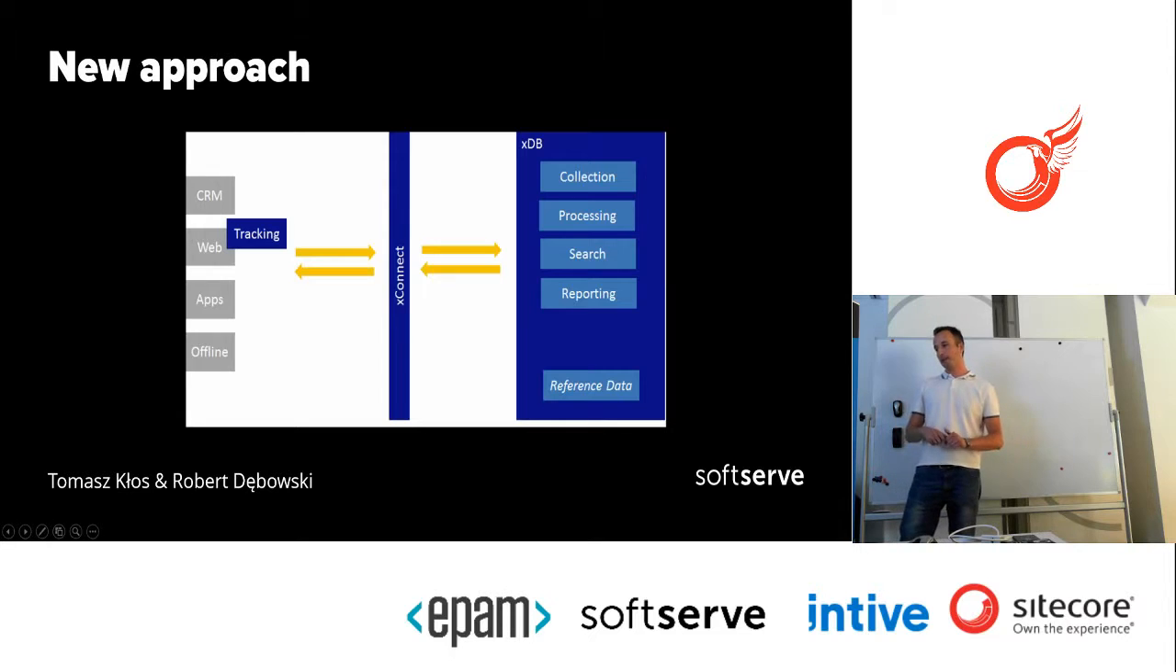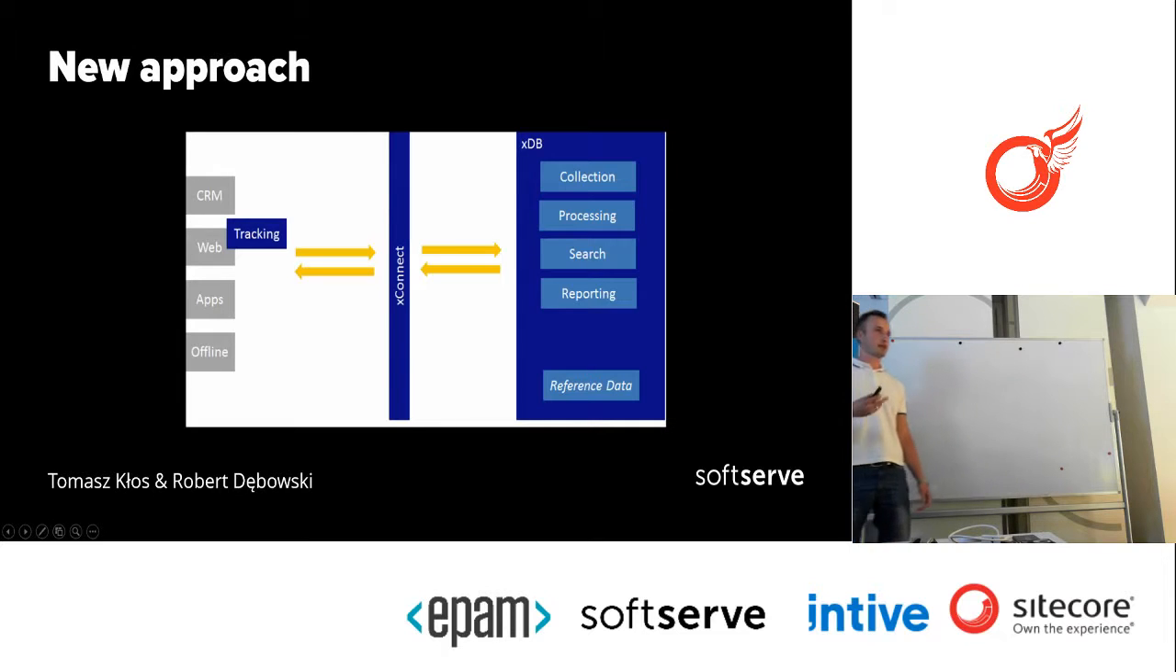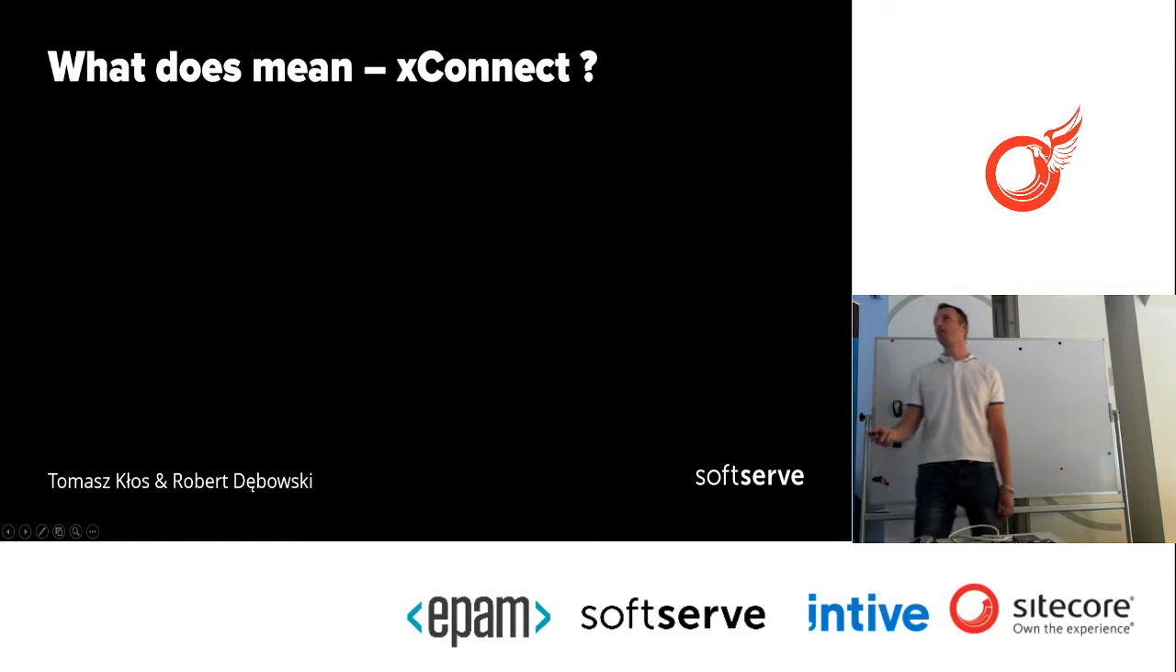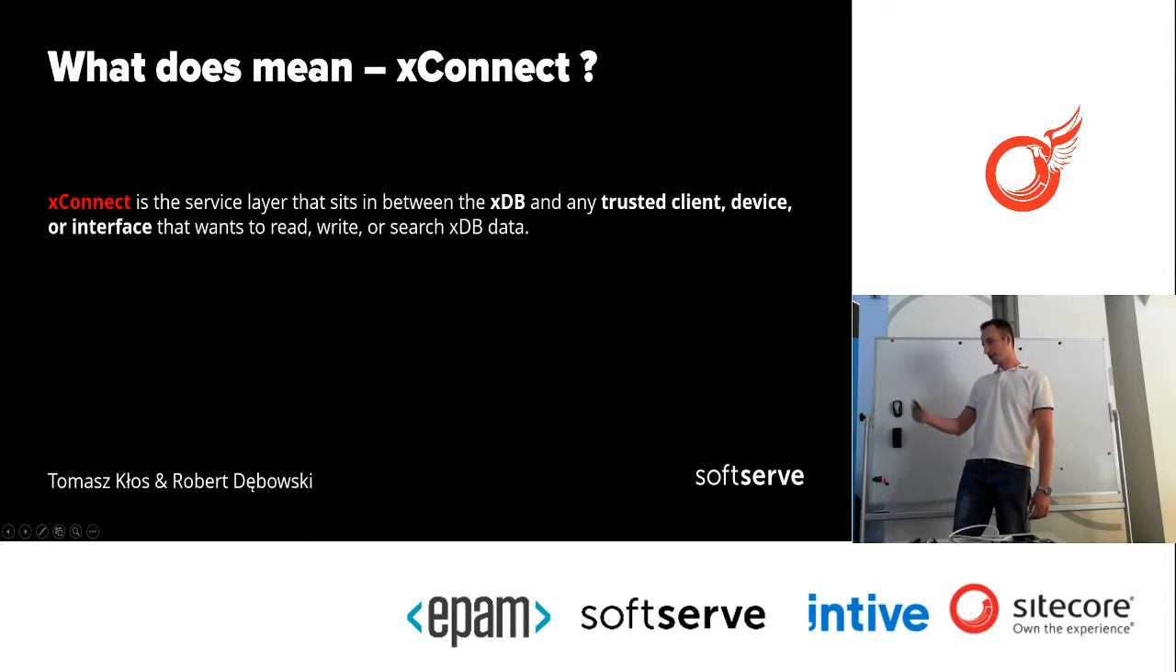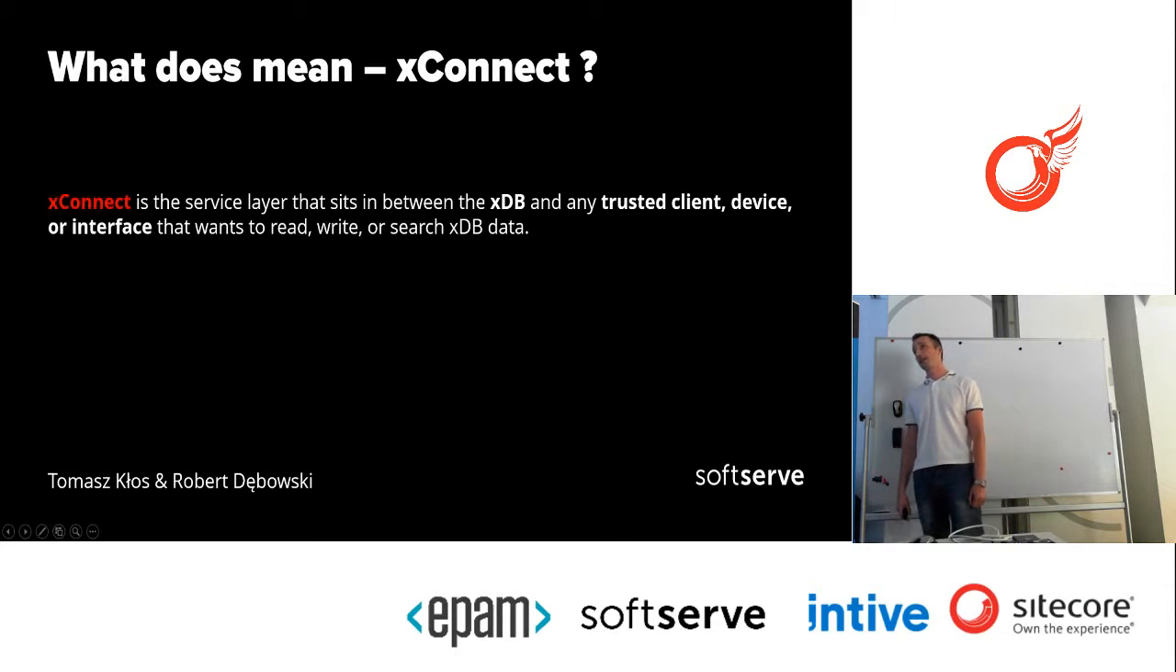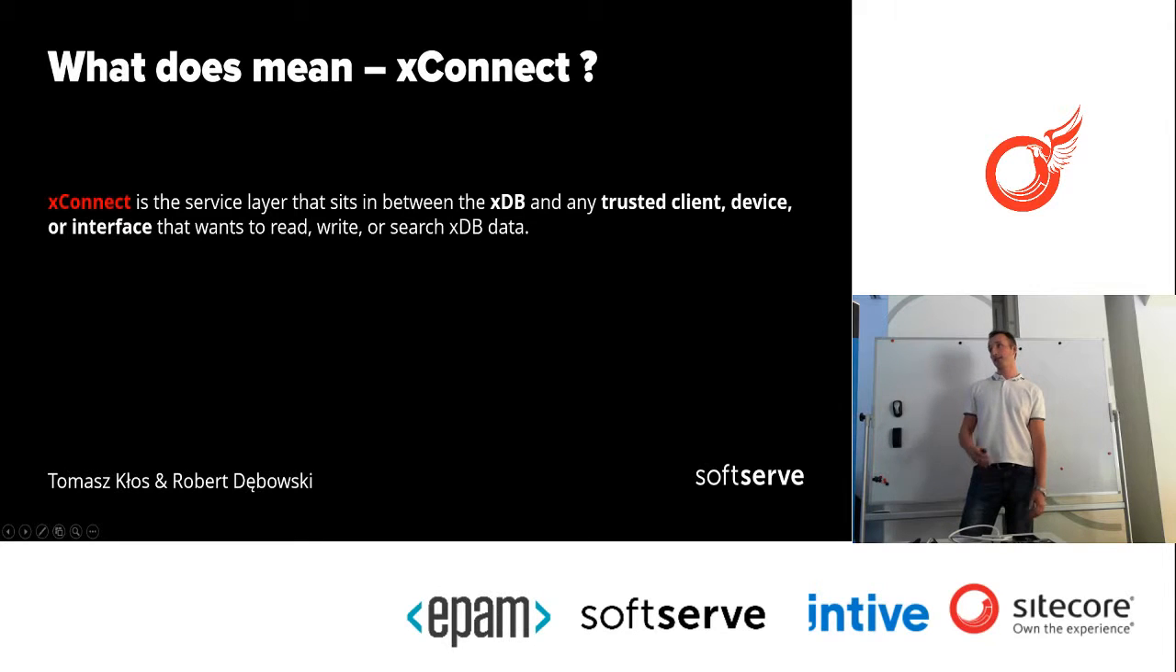What does it mean? It means that we have something that is translating information from Sitecore to the XDB, and it's also an approach that allows us to unify working with the XDB, so we are not strictly connected with the implementation in XDB. What does eXtremeConnect mean? According to the definition, eXtremeConnect is the service layer that sits in between the XDB and any trusted client, device, or interface that wants to read, write, or search XDB data. So this is what we said just a moment ago.